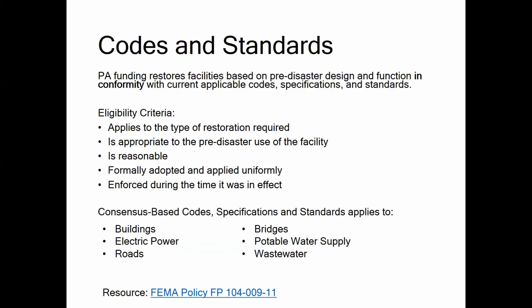FEMA Policy 104-009-11 outlines the framework and requirements. Appendix A of the policy lists specific codes, specifications, and standards by facility type. Additional guidance can be found in the POPG in Chapter 8.